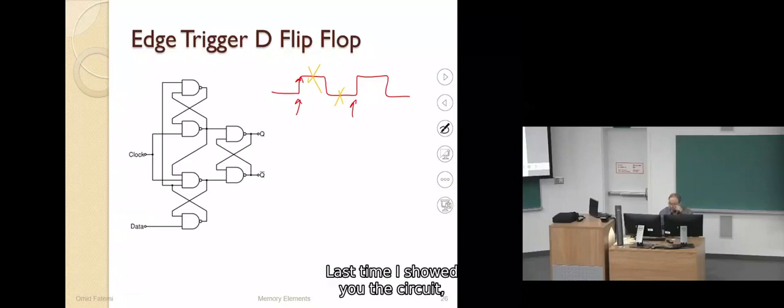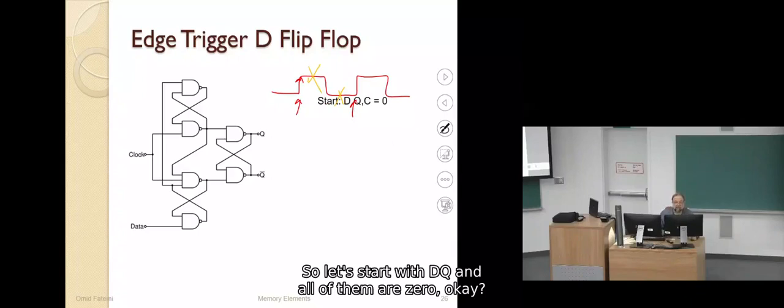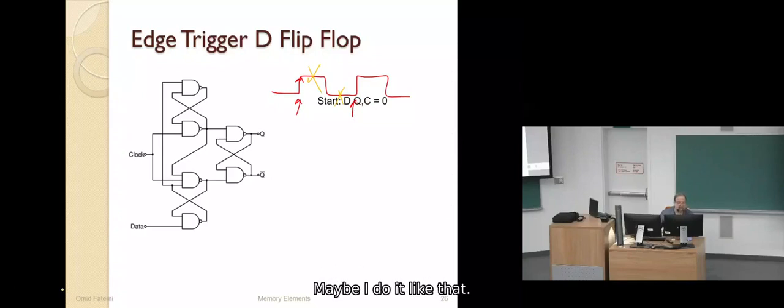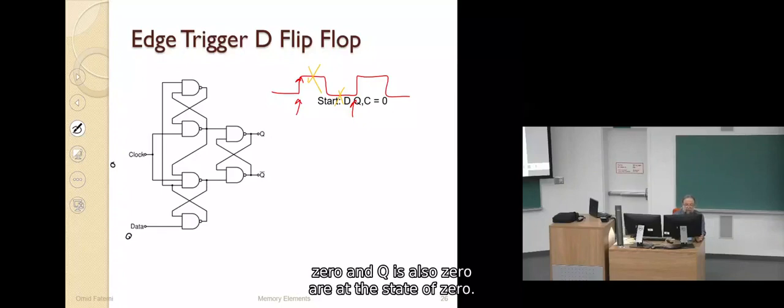Last time I showed you the circuit, but now it is good if you go through the detail. So let's start with D, Q, and C. All of them are 0. Okay, so how do I write it to become pretty? Maybe I do it like that. So I start with black. So D is 0. I hope I can write it. D is 0. Clock is 0, and Q is also 0. We are at the state of 0.